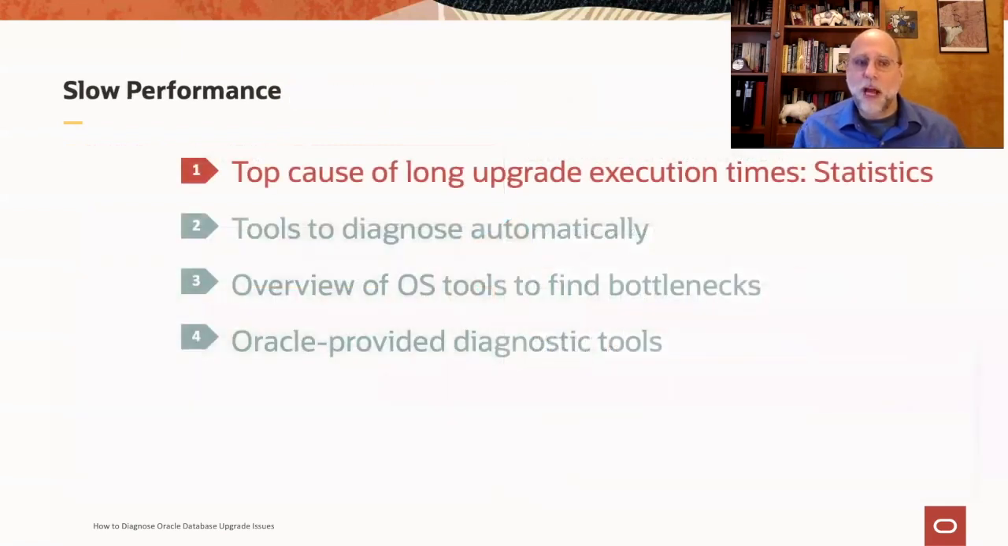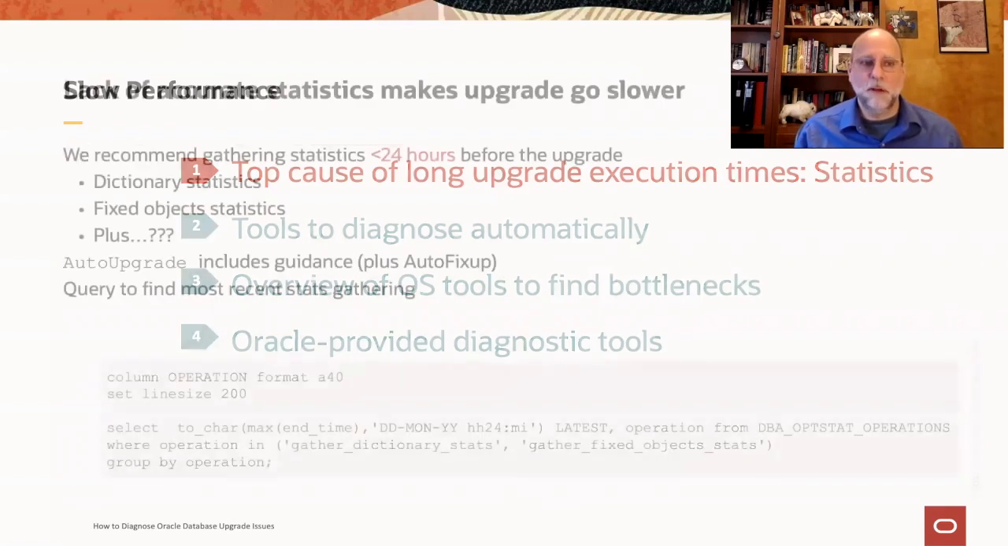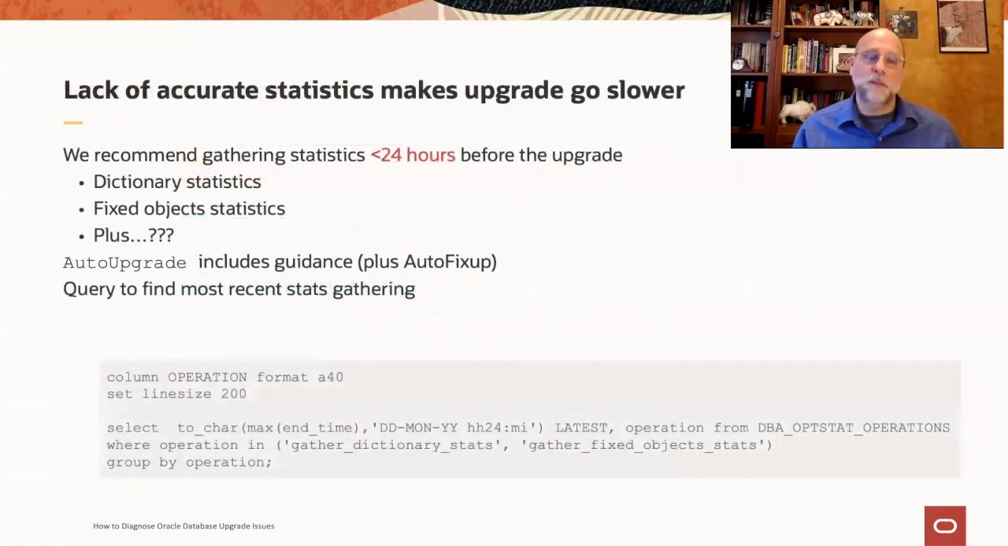So if you have slow performance, the first thing to look at is going to be statistics. That's the number one cause of long-running upgrades: bad statistics. And when we say statistics, we're not talking about your table and index statistics on your user tables, because remember, we're not going to touch those. We're talking about the ones that we use during the upgrade, which are dictionary statistics, fixed object statistics especially.